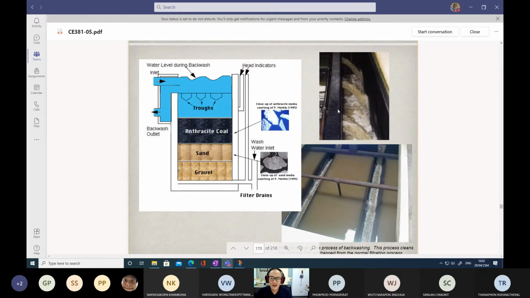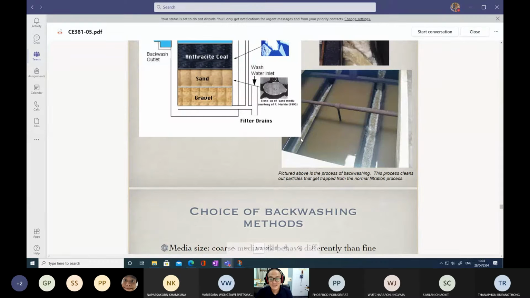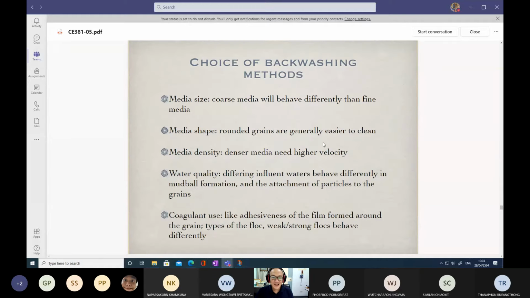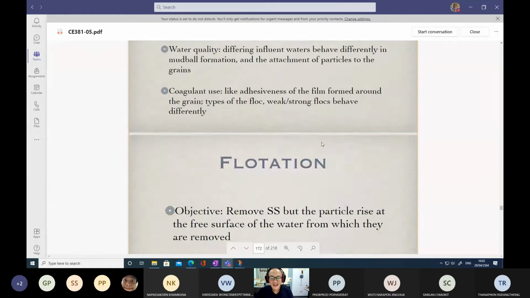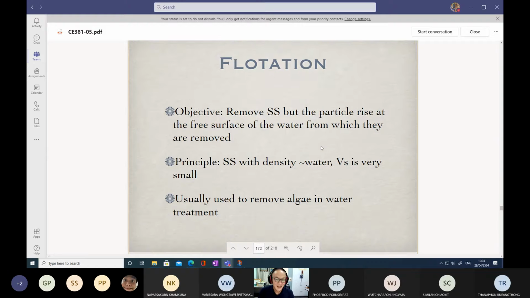So this is the photograph showing the water after backwashing. It comes from the bottom to the top. All the dirt is washed out. It becomes like the water in the rivers during the wet seasons, where there is a lot of suspended solids traveling along with it. Okay, so these are all about the filtration process. Now we move to the next unit operation, which is flotation.